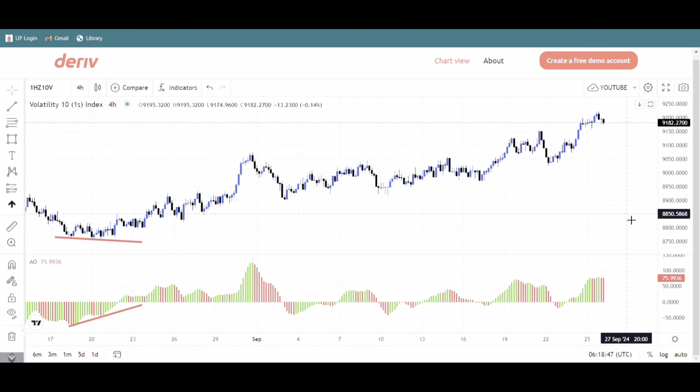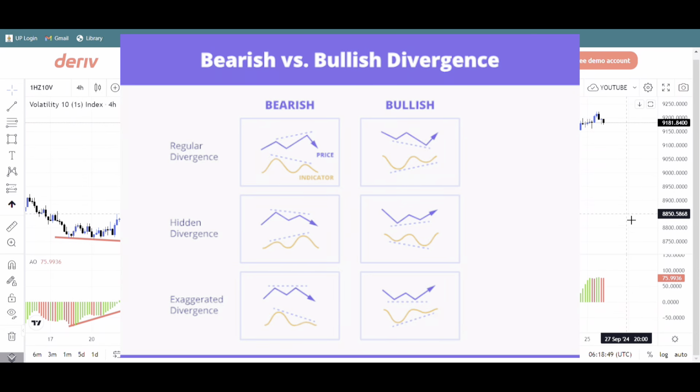You can either find a bullish divergence or a bearish divergence. Bullish divergence occurs when the price of an asset is making lower lows but the indicator is making higher highs. This suggests that while the price is still falling, the downtrend momentum is weakening, which could signal a potential upward reversal. Bearish divergence, on the other hand, occurs when the price is making higher highs but the indicator is making lower lows. This indicates that despite the rising price, the upward momentum is weakening and there may be a potential for a downward reversal.